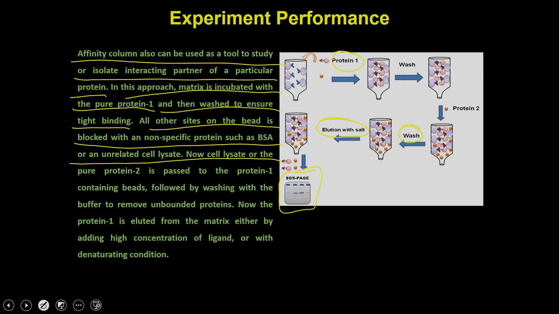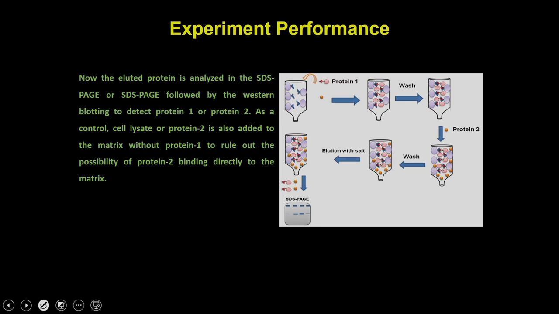Once you see the pattern on the SDS-PAGE, you can purify or identify these proteins. Now protein 1 is eluted from the matrix either by adding a high concentration of ligand or with denaturing conditions. Once you do that, you are going to see the pattern of the protein on the SDS-PAGE.